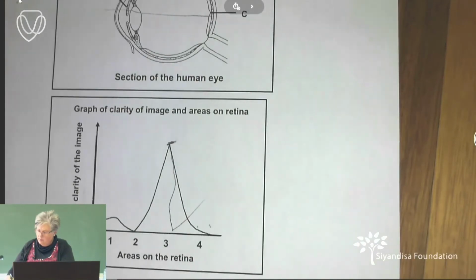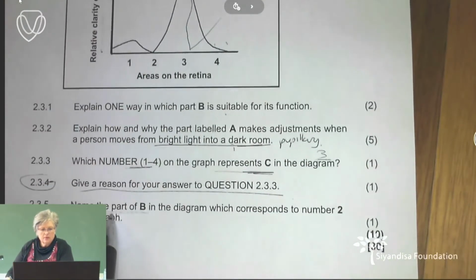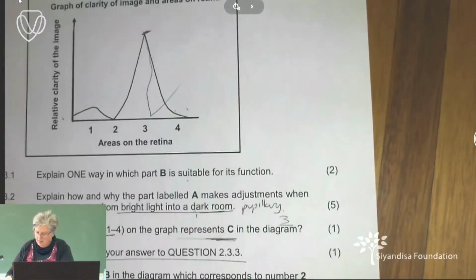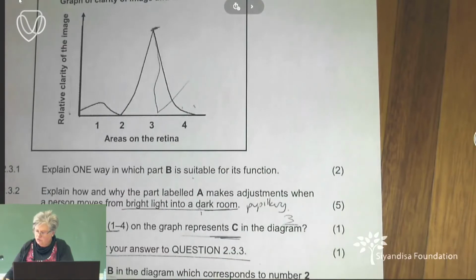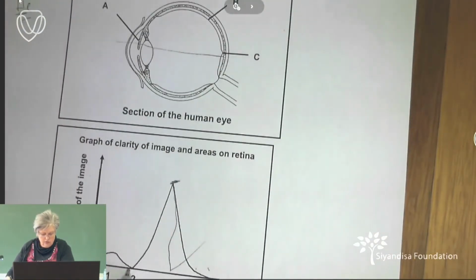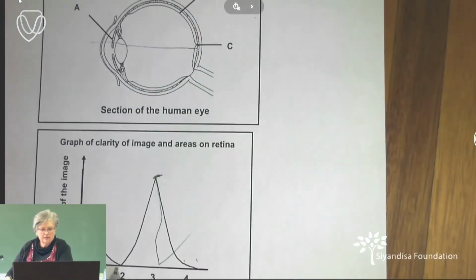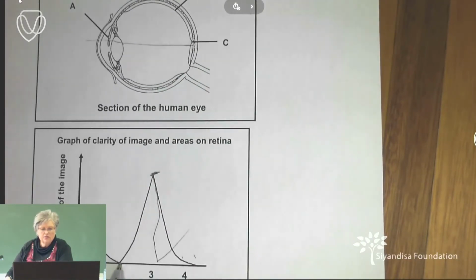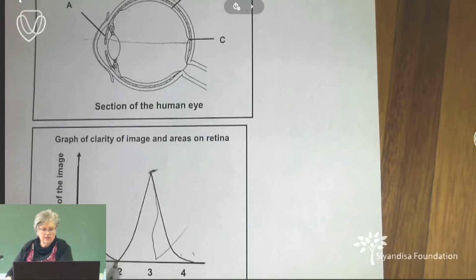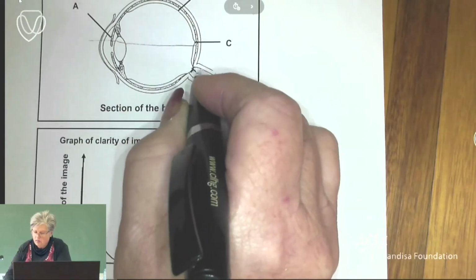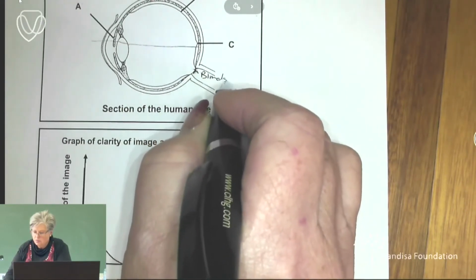Name the part of B which corresponds to number 2 on the graph. Okay, so number 2 on the graph. Where will I find that? Number 2, there's no clarity. Where will I find no clarity? Where can I see nothing? I found it here, and what do I call that part? I call that part the blind spot.